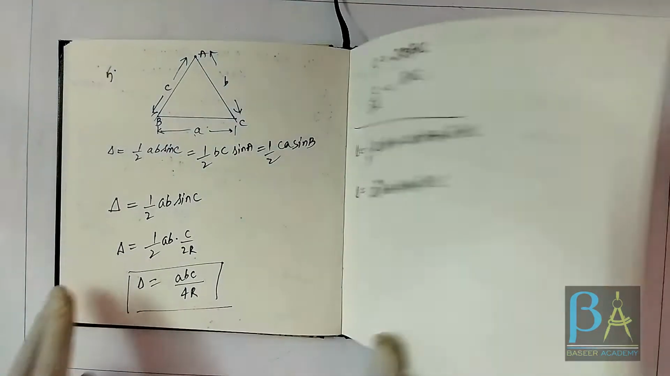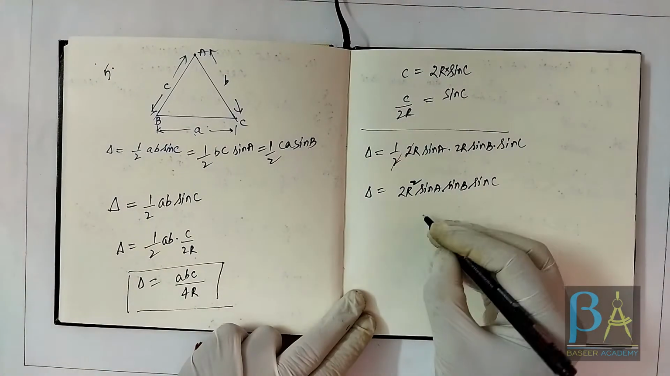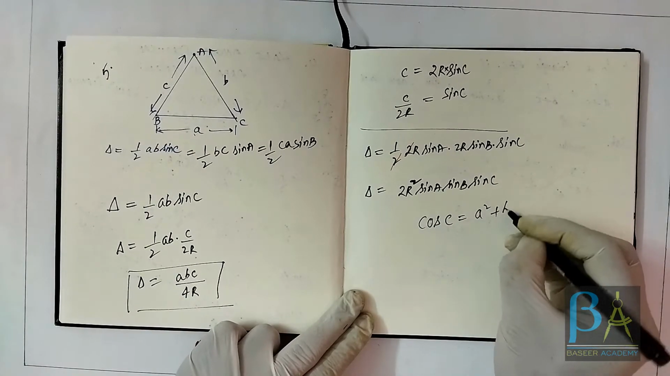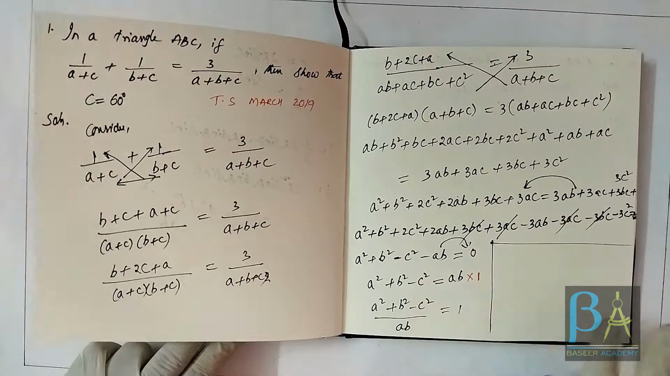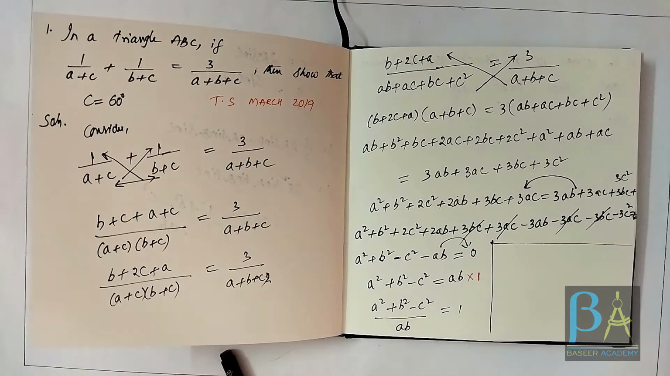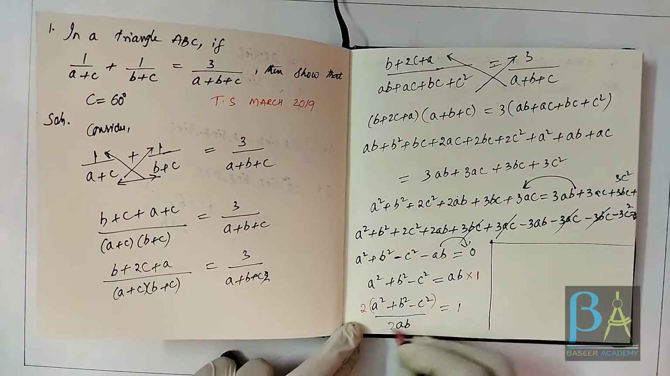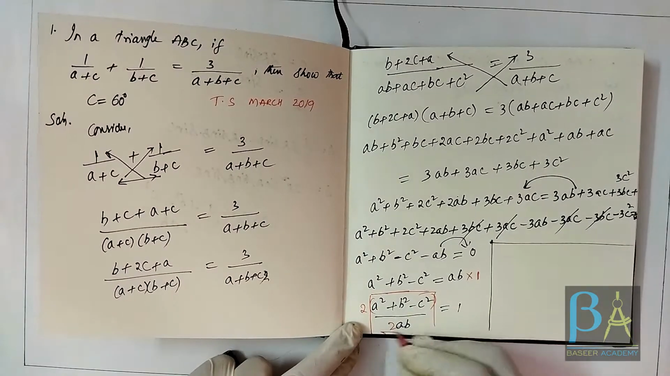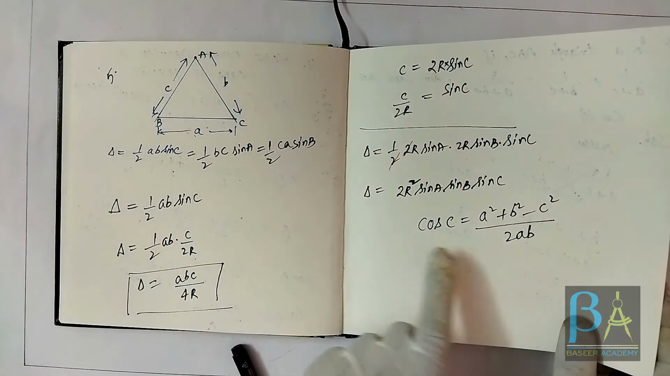Let me write here itself. You know that cos C is A square plus B square minus C square by 2AB. But then I don't have 2AB here, I just have AB. So what are you going to do? You can do two things here. You can multiply the numerator and the denominator by 2, so that this entire thing, A square plus B square minus C square by 2AB, becomes cos C.